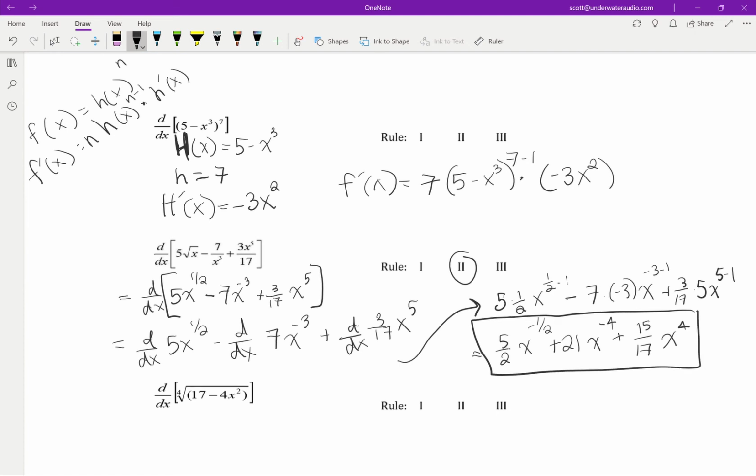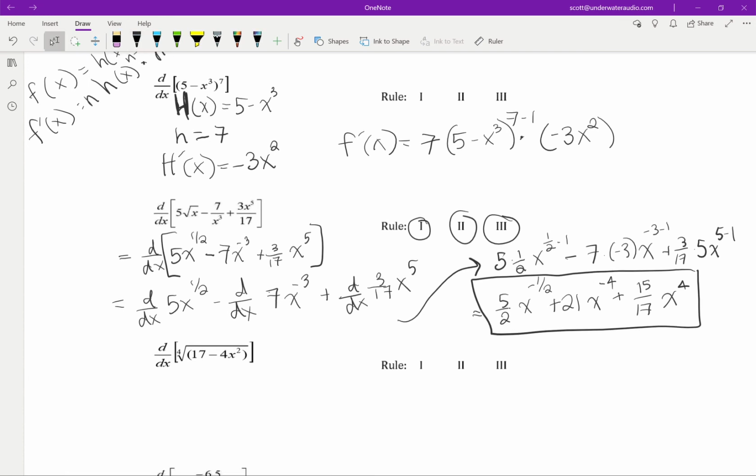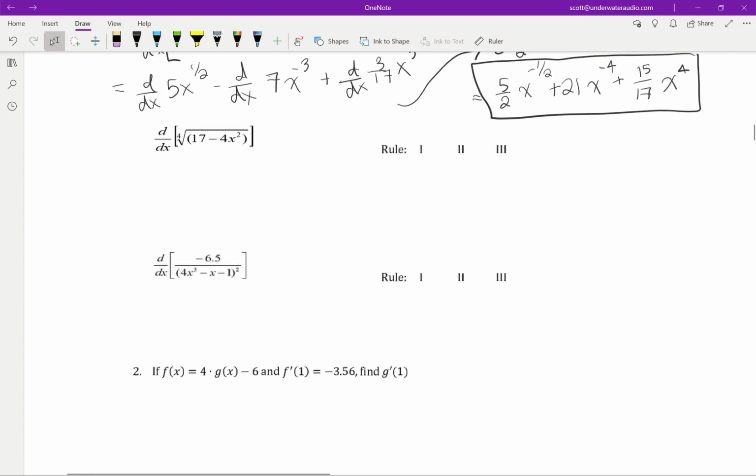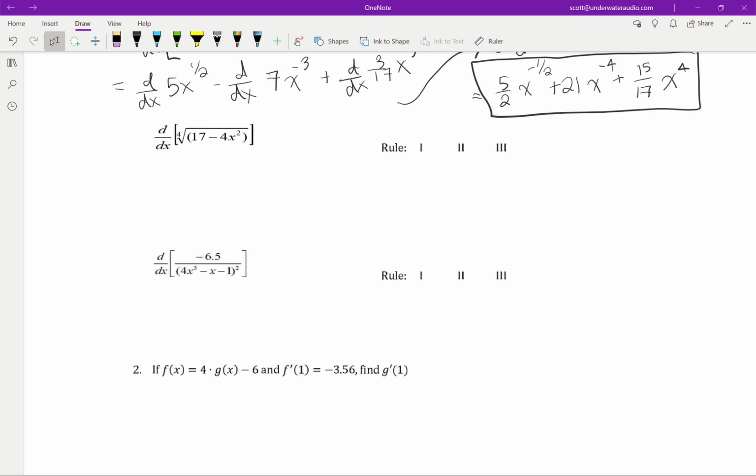So in my steps here, I basically did rule number 1 and rule number 3, because I used constants and I also used the power rule to bring all the exponents down. Okay, this next one is also a power rule problem. So I'm going to write the power rule again. F of x equals h of x to the nth power.